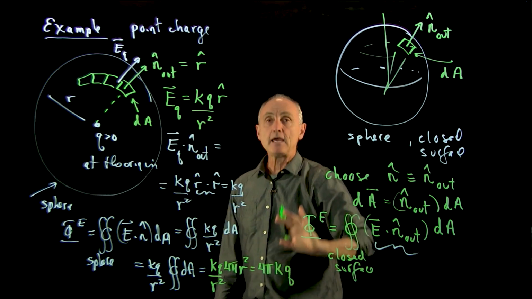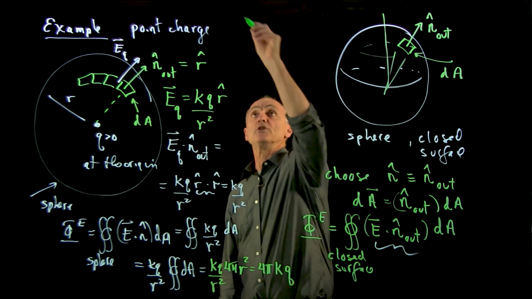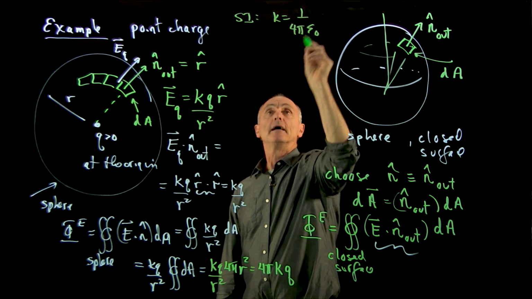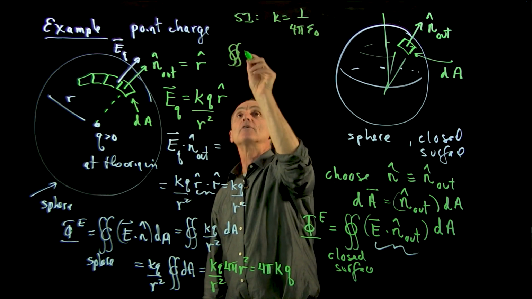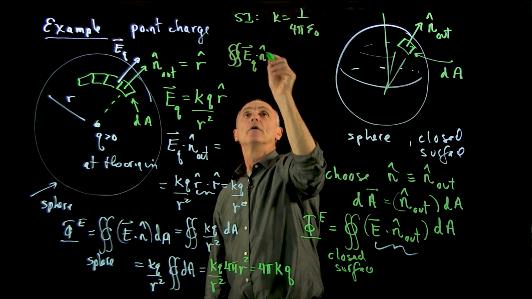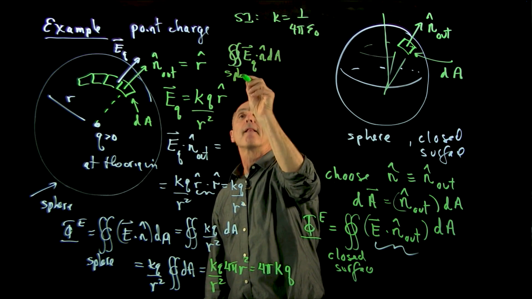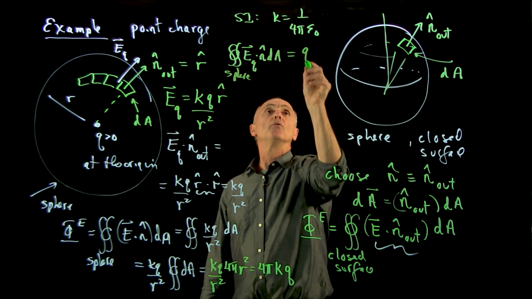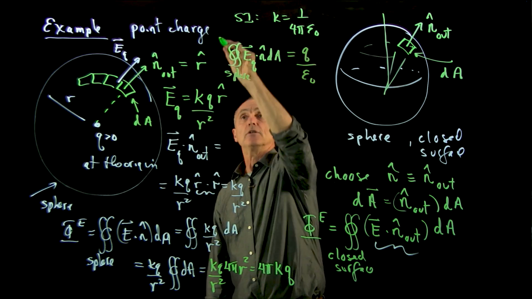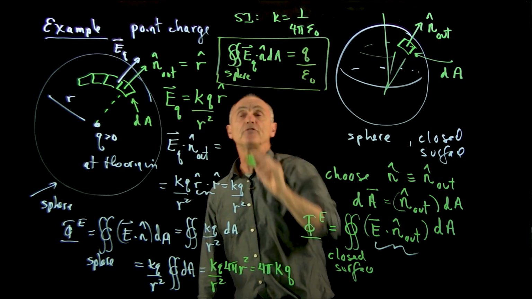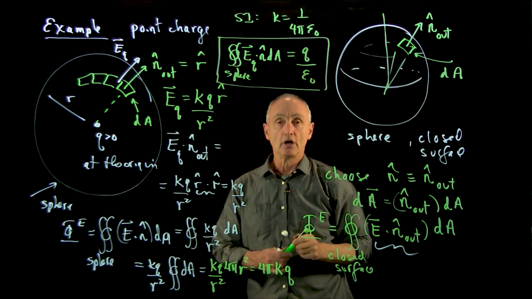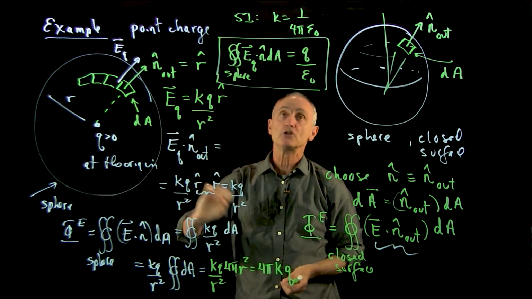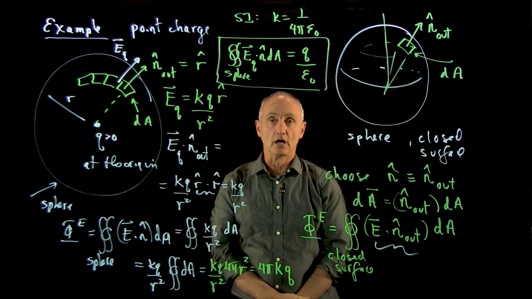Now, k is independent of whatever units we choose, but when we're in SI units, remember k was 1 over 4 pi epsilon naught, and so the flux of a point charge through a sphere, the 1 over 4 pi's cancel, and we simply get q over epsilon naught. And that's our first and most important calculation for electric flux. It's equal, if we put a point charge at the origin, to the charge divided by our constant epsilon naught.